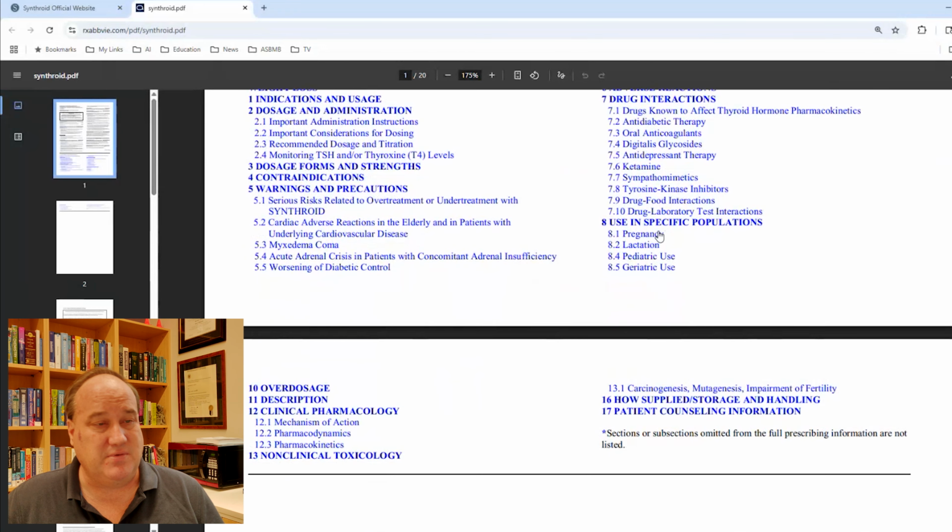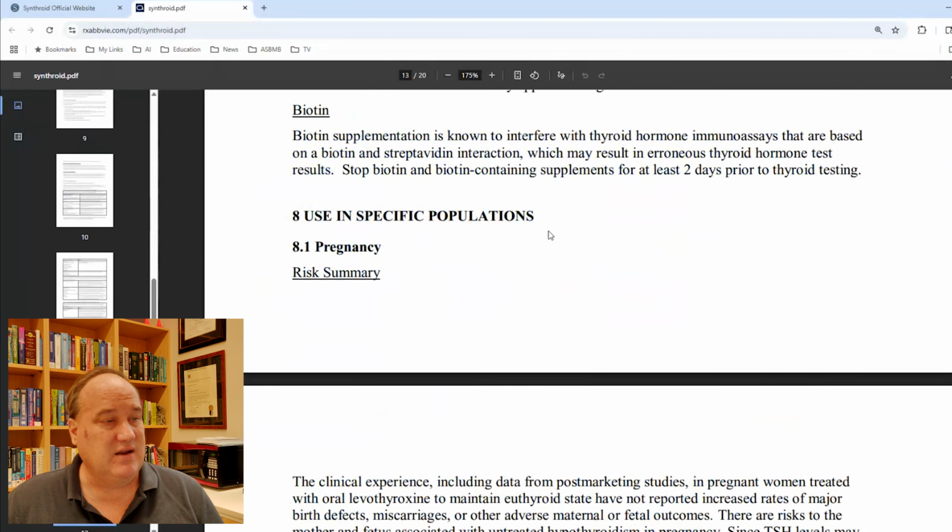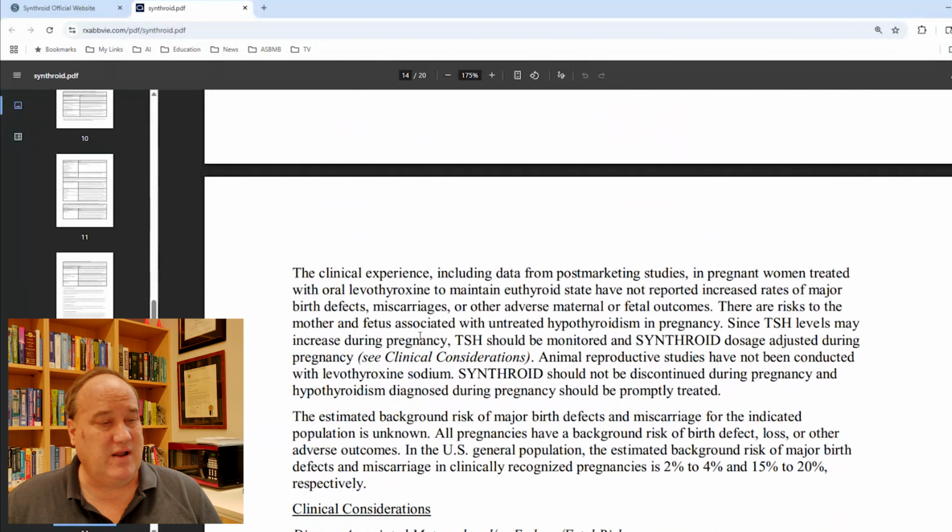And we have use in specific populations. We can kind of click to there and see what they say about pregnancy. Pregnant women treated with oral levothyroxine to maintain euthyroid state have not reported increased rates of major birth defects, miscarriages, so that's good. There are risks to the mother and fetus associated with untreated hypothyroidism in pregnancy. And this is due to TSH levels that may increase during pregnancy. So TSH should be monitored and Synthroid dosage adjusted during pregnancy.